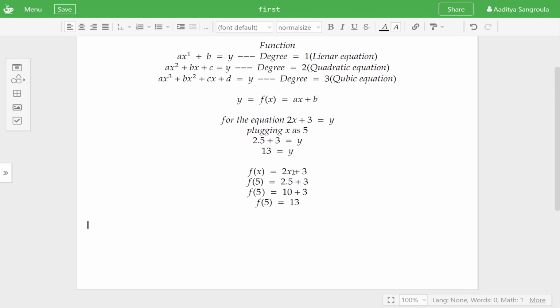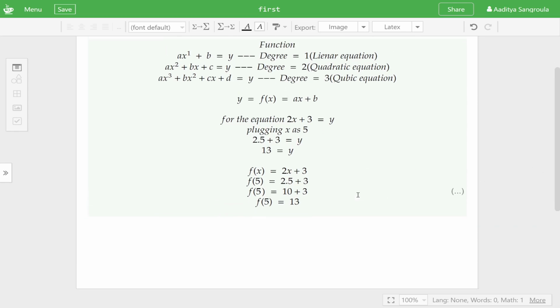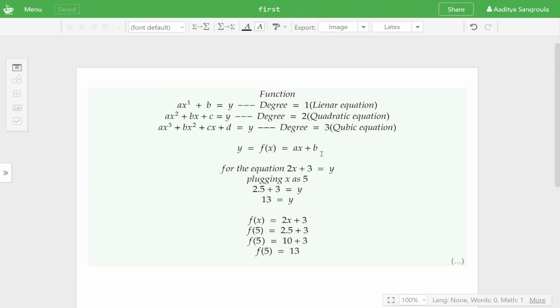So if you ever see f of x, that's equal to y, which is equal to the expression in terms of x, or any variable. So this is a simple concept of functions.